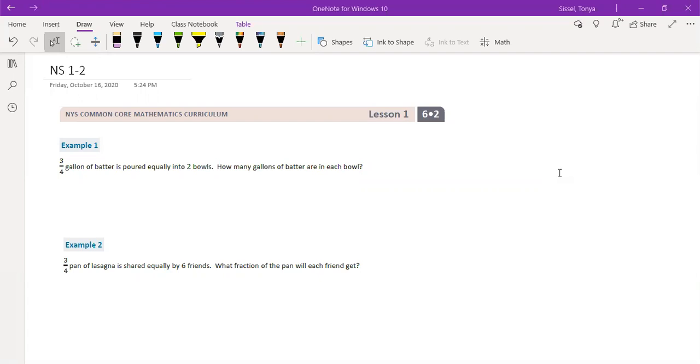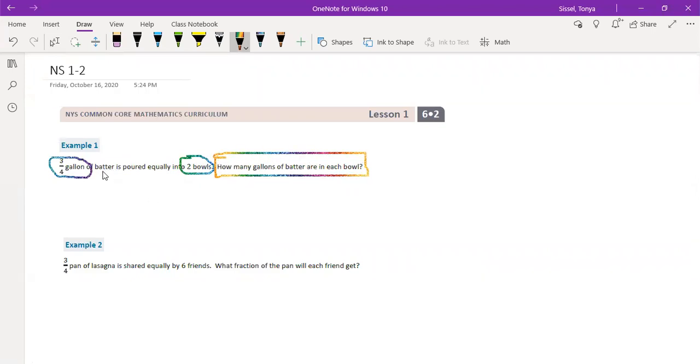So here we go. I'm going to use my favorite color here, the rainbow colored pen. It says that 3/4 of a gallon of batter is poured equally into 2 bowls. How many gallons of batter are in each bowl? Well, as we've all learned throughout elementary school, we first have to identify the important information. So we have 3/4 of a gallon of batter. We're going to put it into 2 bowls. And our question is how many gallons of batter is in each bowl.